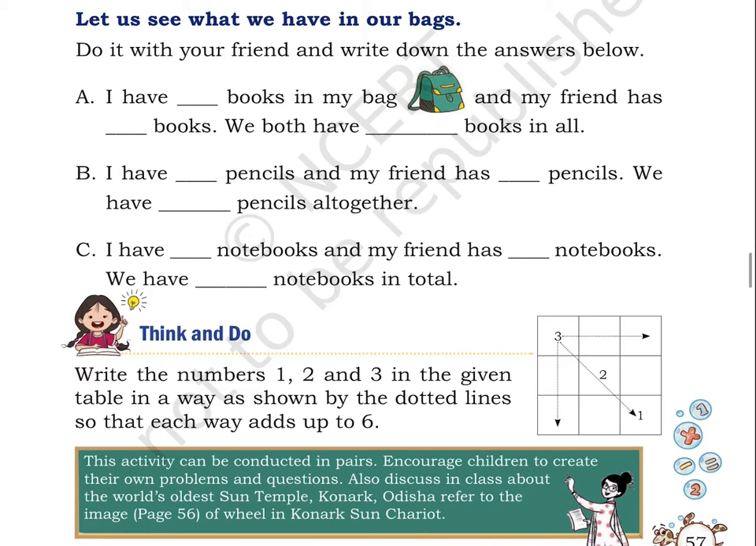A. I have blank books in my bag and my friend has blank books. We both have blank books in all. B. I have blank pencils and my friend has blank pencils. We have blank pencils altogether. C. I have blank notebooks and my friend has blank notebooks. We have blank notebooks in total.